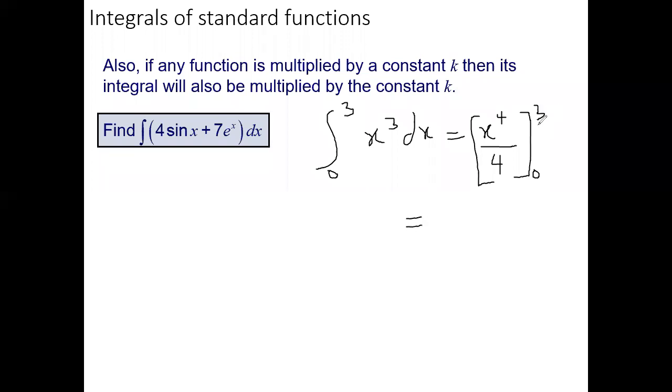So how do we put the limit in? The bigger value, or the upper value, will be substituted where you see x. So that will be 3 raised to the power 4, divided by 4. Then minus. Then you substitute the smaller value also where you see x: 0 raised to the power 4, all divided by 4.